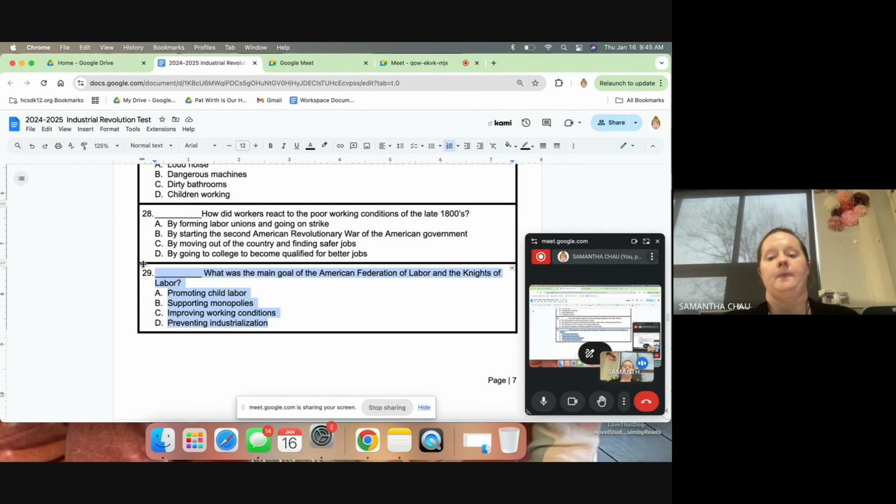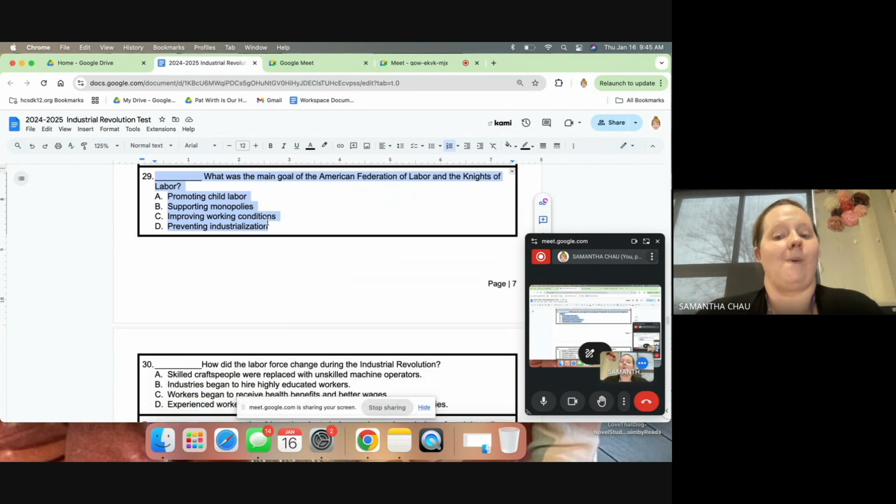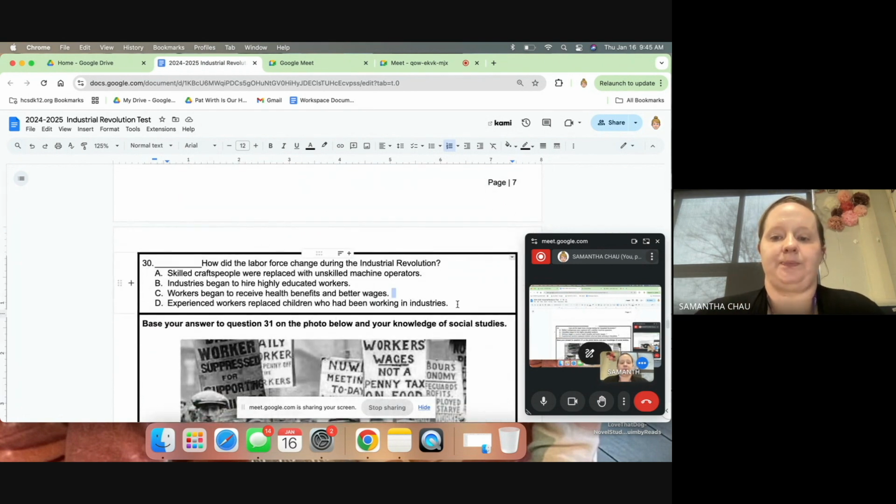Number 29. What was the main goal of the American Federation of Labor and the Knights of Labor? Promoting child labor, supporting monopolies, improving working conditions, preventing industrialization. What was the main goal of the American Federation of Labor and the Knights of Labor? That's a tough one. Here we go.